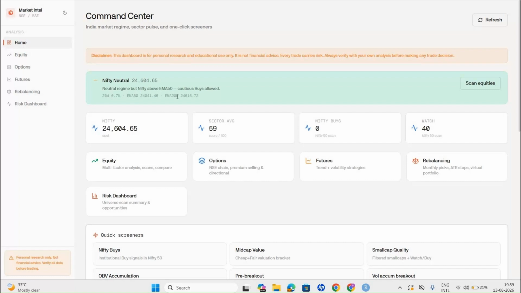Before I start, an important disclaimer: this video and this dashboard are strictly for educational and informational purposes. This is not financial advice. I'm not a SEBI registered agent, so this is not any buy or sell stock option advice.